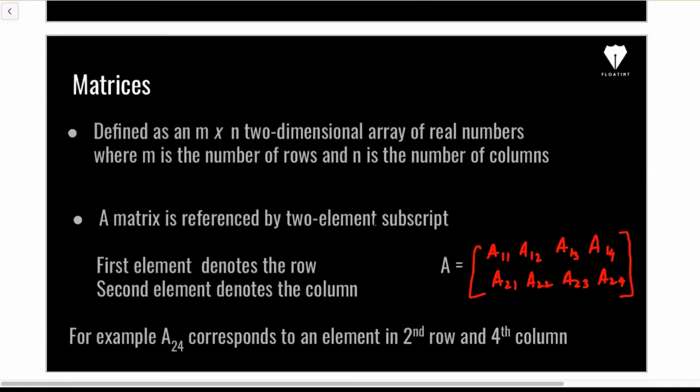So what is a matrix? A matrix is nothing but a representation of 2D coordinates in a numerical form. As a definition, it is defined as an m cross n two-dimensional array of real numbers, where m is the number of rows and n is the number of columns. Intuitively, you can understand it like this.